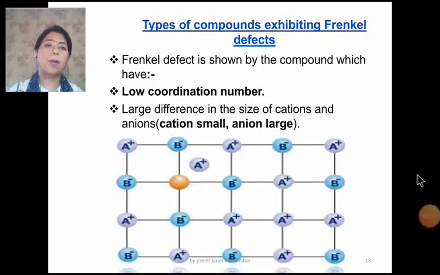Types of compounds exhibiting the Frenkel defect. The Frenkel defect is shown by compounds which have a low coordination number and a large difference in the size of the cations and the anions. Cations small and anions large. So you can see in the figure, the cation from its original site has been dislocated and has entered into the interstitial site.